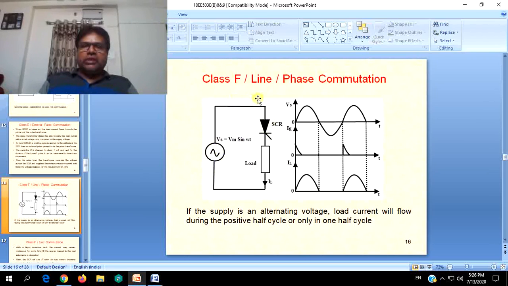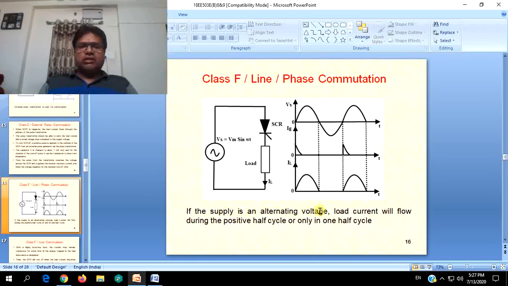As when the line voltage becomes zero at a particular point, the main SCR will be turned off. That is why it is called line commutation, or also phase commutation. When the voltage applied across the SCR changes its phase from positive to negative or negative to positive half cycle, then it automatically gets turned off. So this is also called phase commutation.